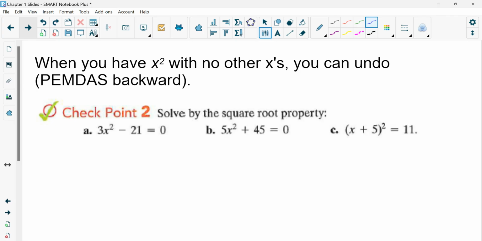All right, so you can write this down here. It says when you have x squareds with no other x's after that, you can undo to solve. Undo means PEMDAS backwards. And we can say, and use the square root property.